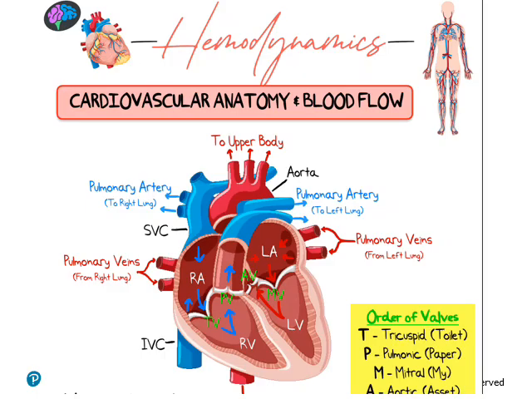So, from the systemic circuit, from the different body parts, from the upper body parts, from the lower body parts, the blood is now going to be delivered into the vena cava. From the lower parts, mostly they are going to be getting into the inferior vena cava.